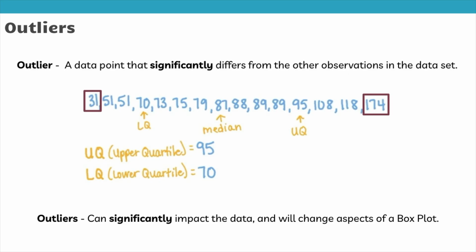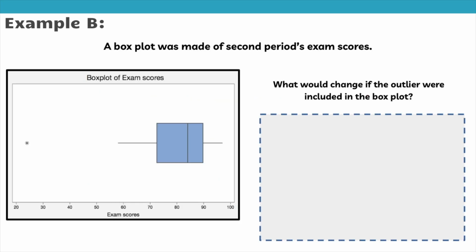Outliers can significantly impact the data and will change aspects of our box plot. So let's see that in practice. Here in example B, it says a box plot was made of the SEC period exam scores. What would change if we were to include the outlier in the box plot? Taking a look at our box plot, we can see that the outlier is all the way down at around 23%. So that person did not do very well on their exam, but the majority of the class scored between 60 and 100. So we want to make sure that we're not including that person because it's going to upset the data.